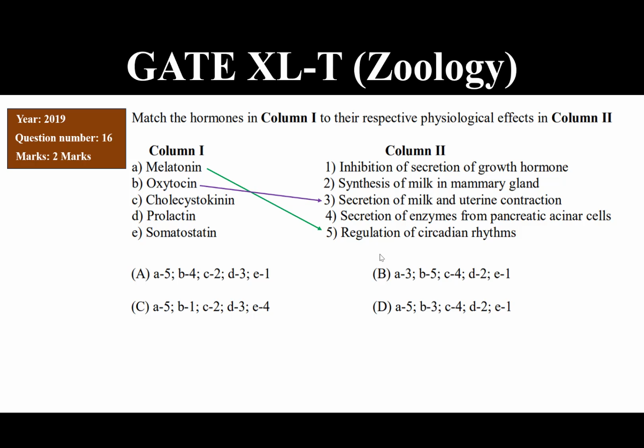Next is cholecystokinin. As we have seen, it is mainly involved in the digestive system. So anything which has a word like digestion or digestive system, or any of those enzymes which are involved in digestion, will match to cholecystokinin, which is here in the fourth option, which says secretion of enzymes from pancreatic acinar cells. Next is prolactin. As we have seen, it is related to synthesis of milk in the mammary gland.